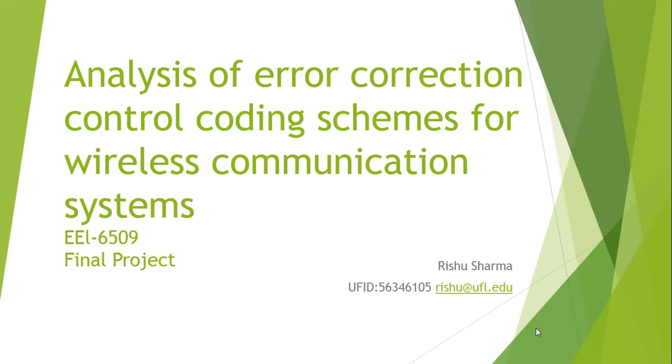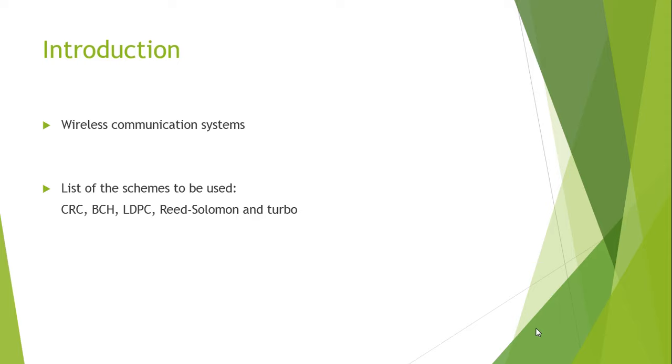Hello everyone, my name is Rishu Sharma and I'll be talking about analysis of error correction control coding schemes for wireless communication systems. The course code is EEL6509 and my course instructor is Dr. Dapeng Wu. This presentation is a part of my final project for the course. I'll start with introducing wireless communication systems.